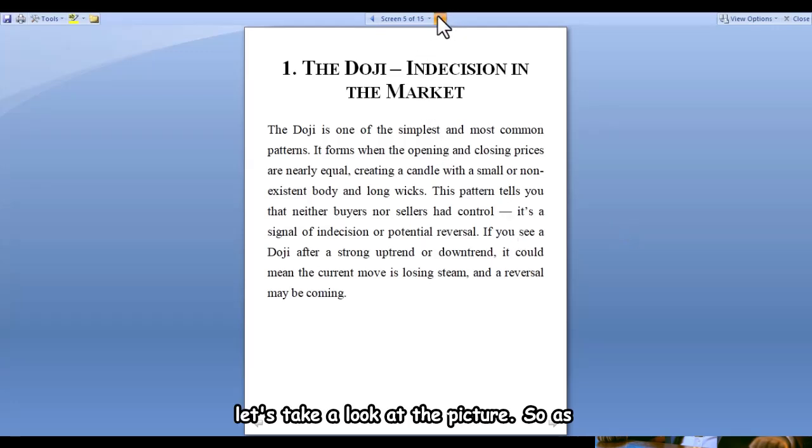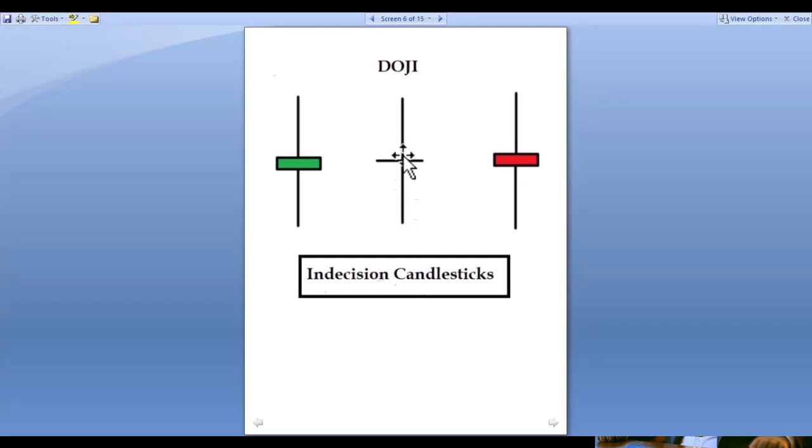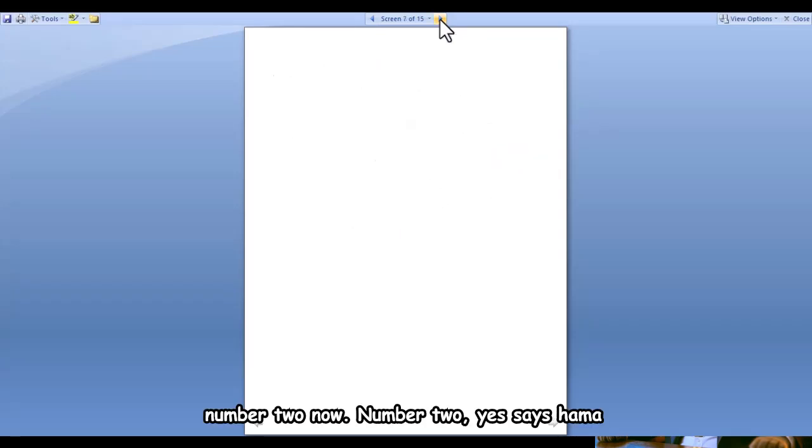Now let's take a look at the picture. As you can see, this is a doji candlestick. This is an indecision candlestick. It doesn't matter, it can come in this way or this way, but this is a doji candlestick, guys. So get familiar with it. Now let's go to number two.